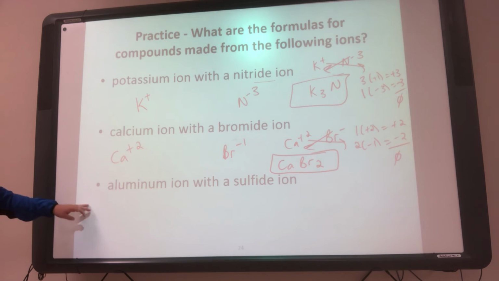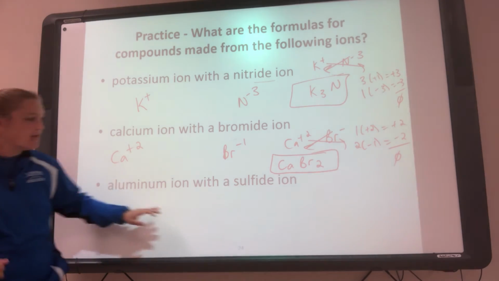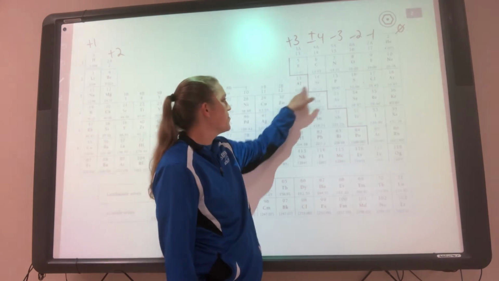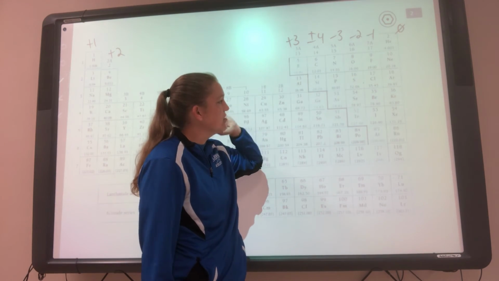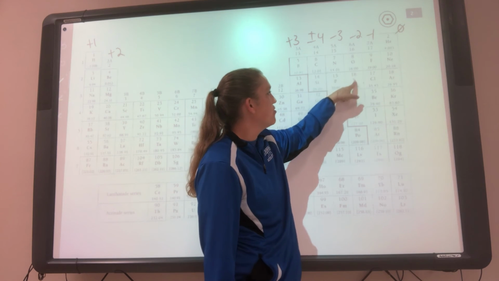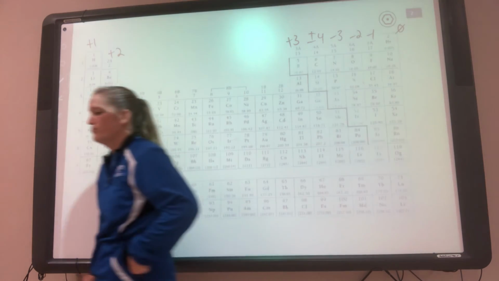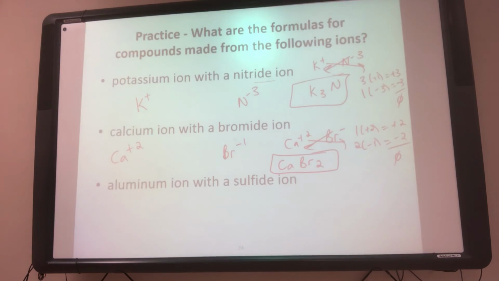Next one, aluminum ion with a sulfide ion. So I've got aluminum and then I have sulfur. We find aluminum. Here's aluminum, it's a metal, +3. Sulfur's over here. It's a non-metal, a -2. So Al is a +3, S is a -2. I cross it down and I get Al2S3. Can I reduce that?